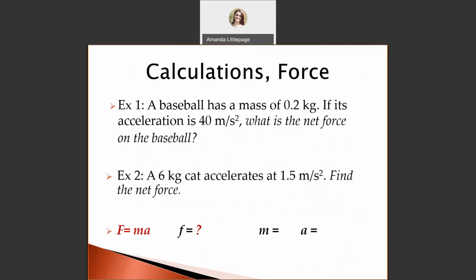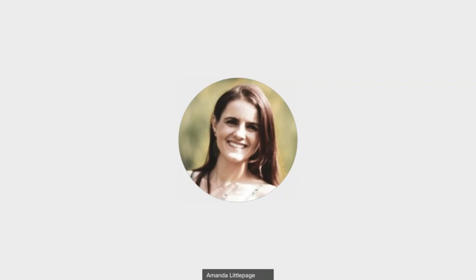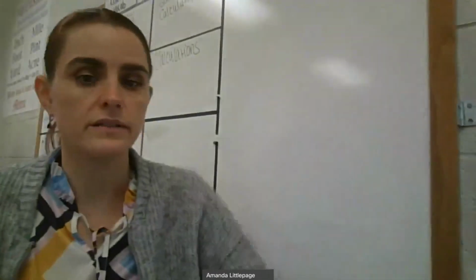Now, here are some examples. These examples are included in your worksheet that you're filling in, right? Or your guided notes. So what I'm going to do now is stop sharing and come back to the main screen and share my camera with you, and work through these examples.